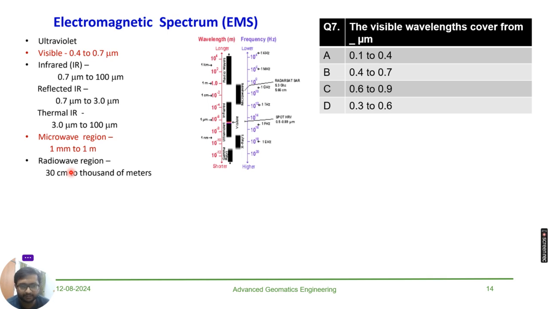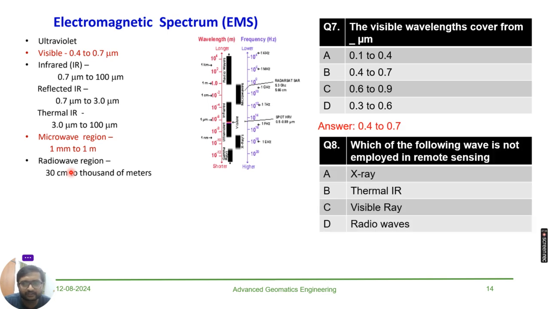Then we have thermal infrared, 3 to 200 micrometer, which uses the concept of energy emitted from the object. So emittance, according to the black body radiation rule, is from 3 to 100 micrometer. Then the microwave region uses the principle of scattering, and the radio region is useful for telecommunication purposes. So now based on this, the next question is: which of the following waves is not employed in remote sensing, which we are not using for remote sensing purposes?